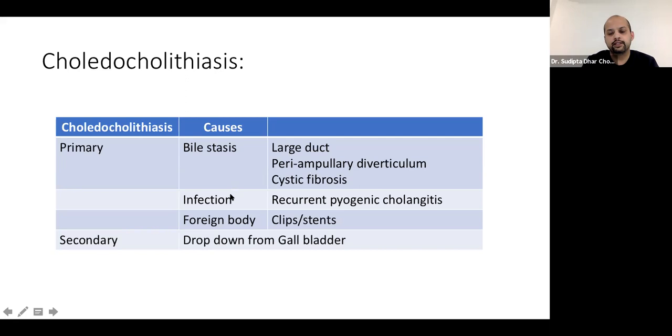Infections in the biliary system, as in recurrent pyogenic cholangitis, and any foreign body within the biliary system, which can be in the form of clips, stents, and sometimes even worm remnants like ascaris, can lead to formation of stones. Secondary bile duct stones are stones which drop down from the gallbladder.